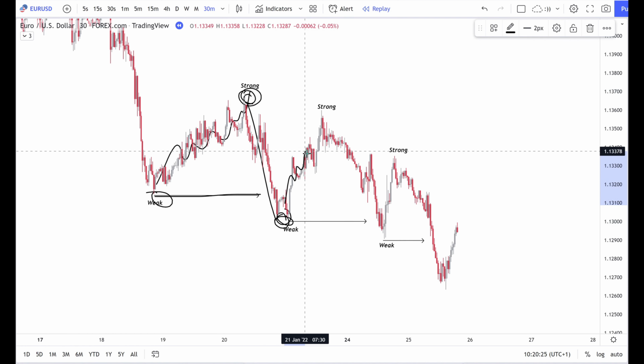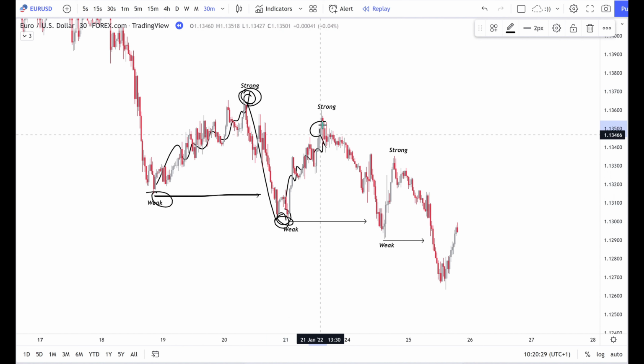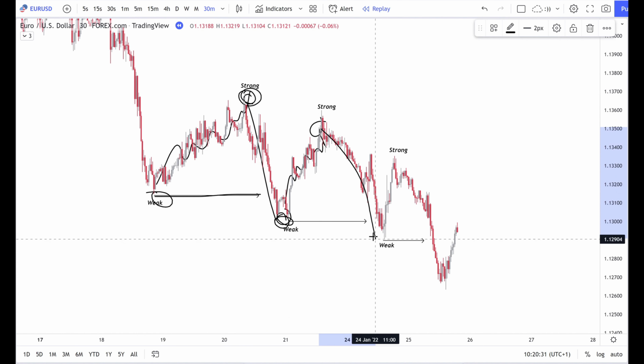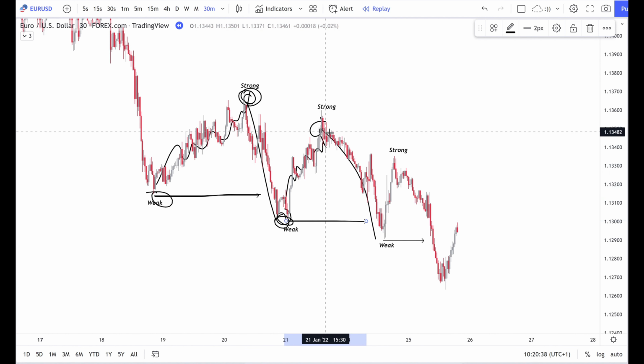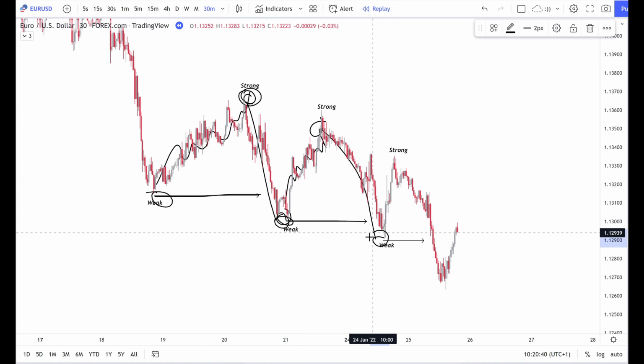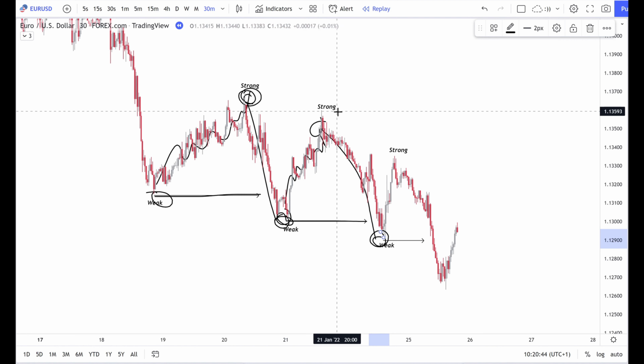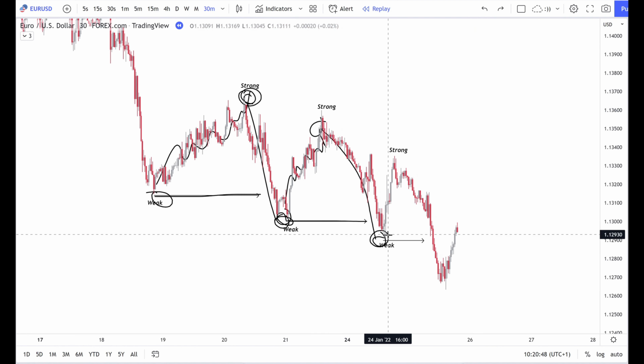What do we expect? Following our expectation order flow, we expect a pullback into premium. We expect price to then target this weak low. So at that point, this strong high has broken structure and created this weak low. What do we expect now? We expect that high to be protected and this low to be targeted.